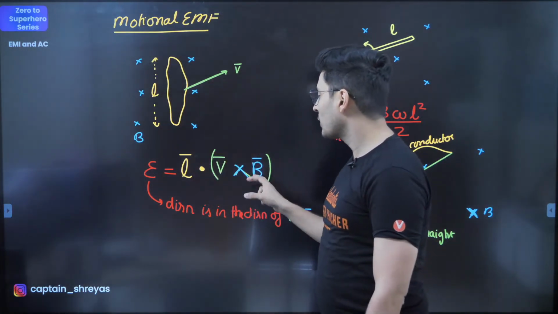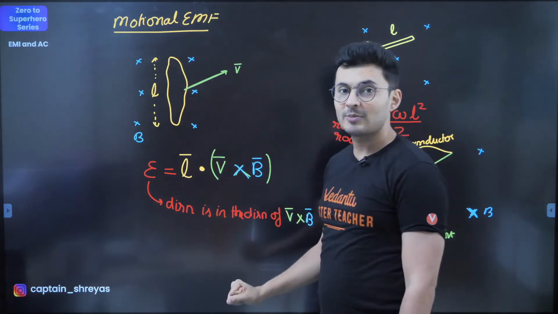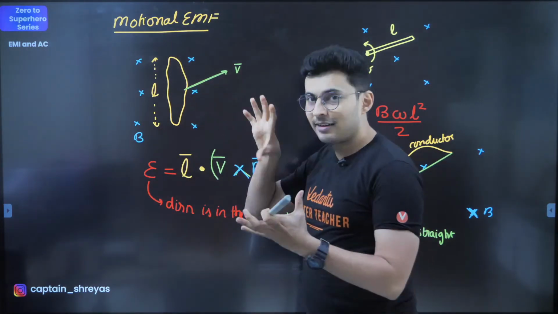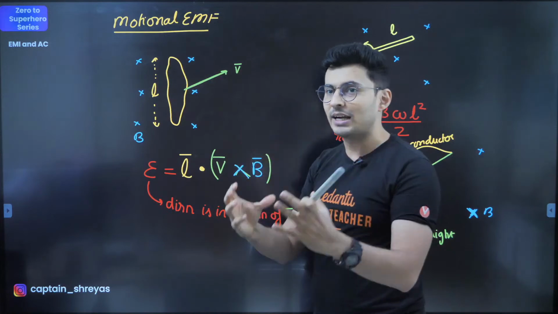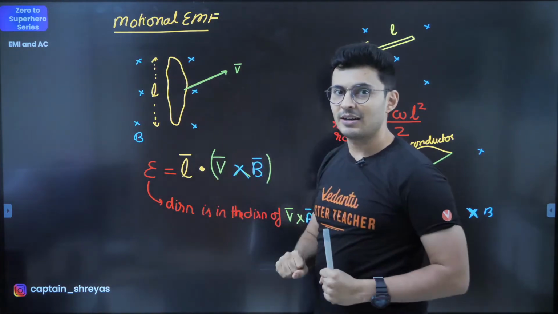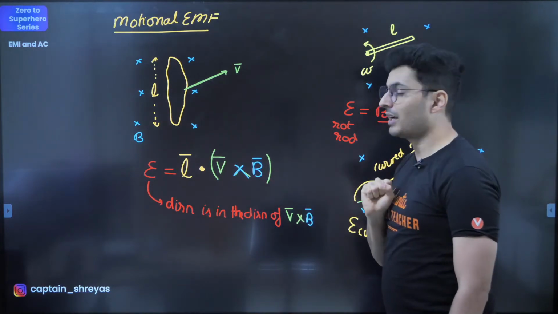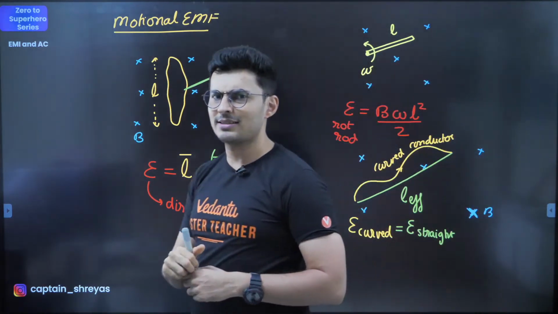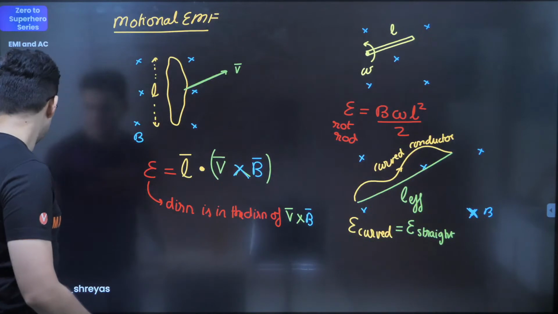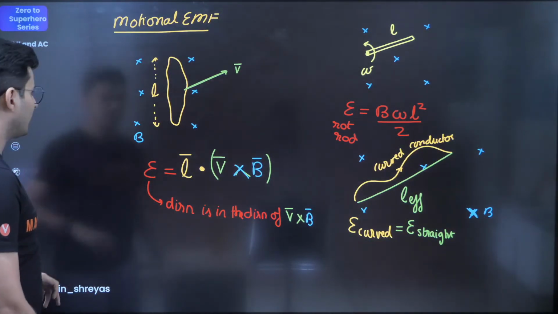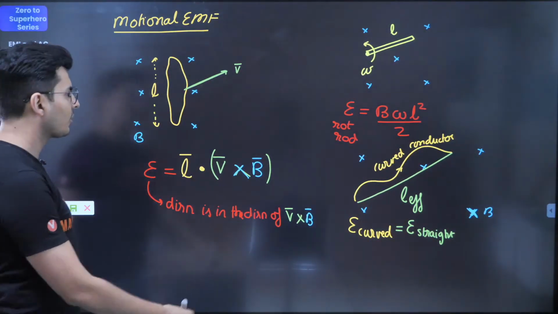It is L dot V cross B, and the EMF, the battery that you can think of, an equivalent battery which can substitute this conductor, has a direction which is in the direction of velocity cross magnetic field. Let me give you an example and let's see if you guys can figure it out.